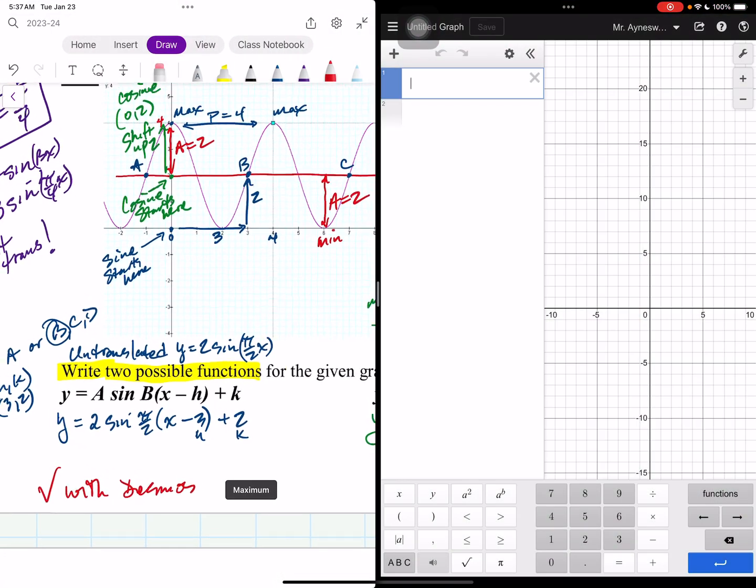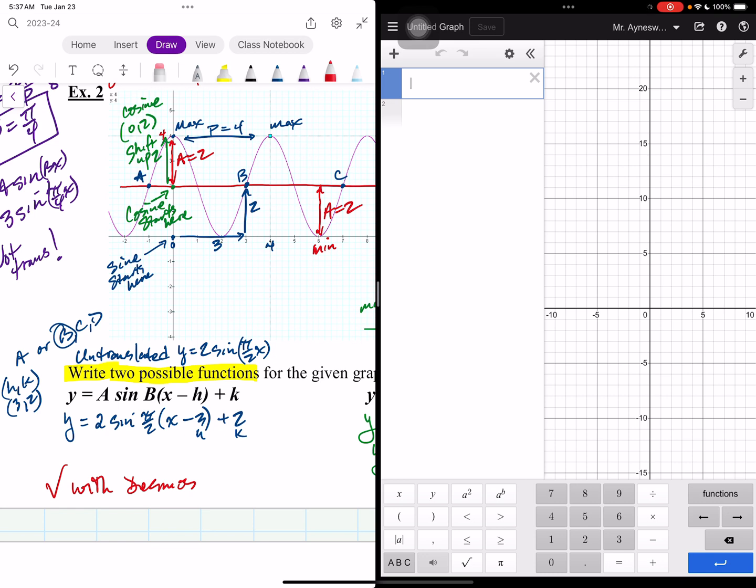Let's check the first one here, the sine function. And let's type it in. So y equals 2 sine of pi divided by 2.